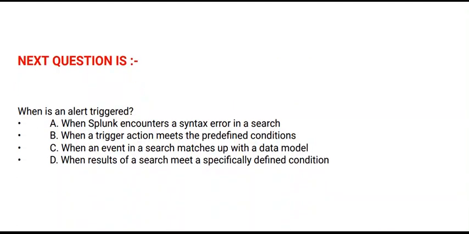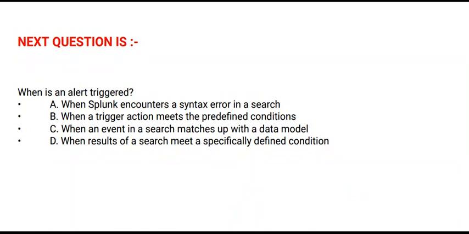Next question is, when is an alert triggered? Options are, option A, when Splunk encounters a syntax error in a search. Option B, when an event in a search matches up with a data model. Option D, when the results of a search meet specifically defined conditions. The correct option is option D.